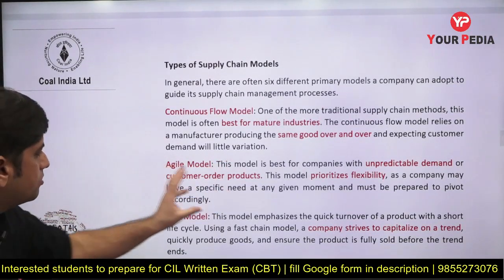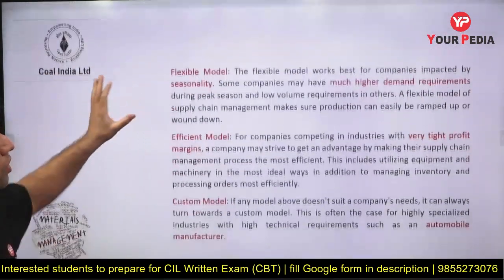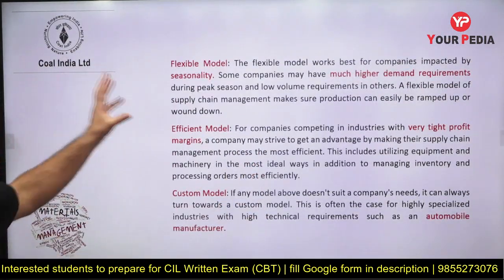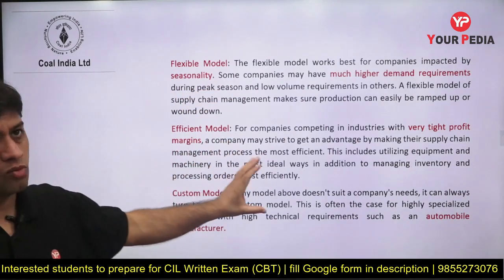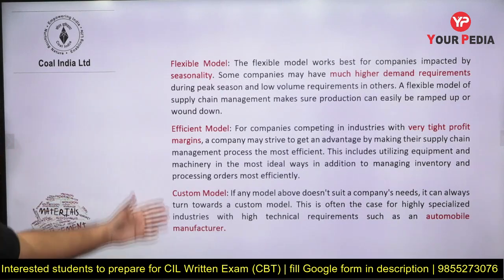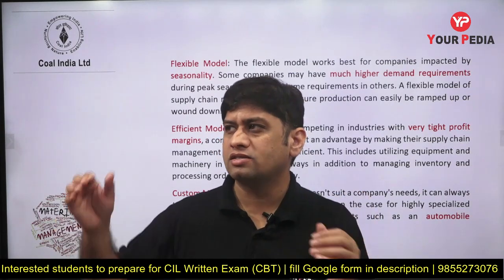Continuous flow, agile model, that means unpredictable demand, fast model, I need to provide immediately to the market, flexible model, demand will change as per the peak season, efficient model, very less profit but the numbers are huge, custom model as per industry. So these are the categories. Maybe the kind of question can be asked is what do you understand by this model and where you need to do improvement in this model.